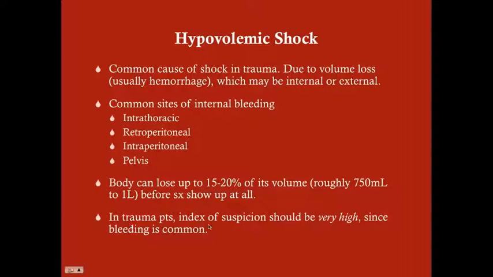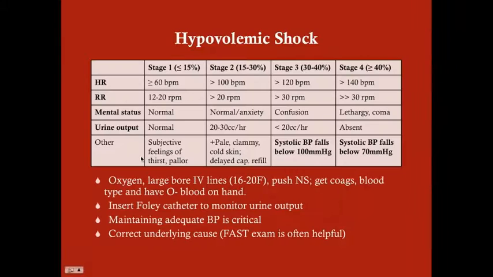In trauma patients, the index of suspicion should always be very high since bleeding is common. And again, it's obvious when a patient is externally bleeding, but are they internally bleeding? That's a question. So if they are in shock, we're always concerned about internal bleeding. So what are the symptoms?